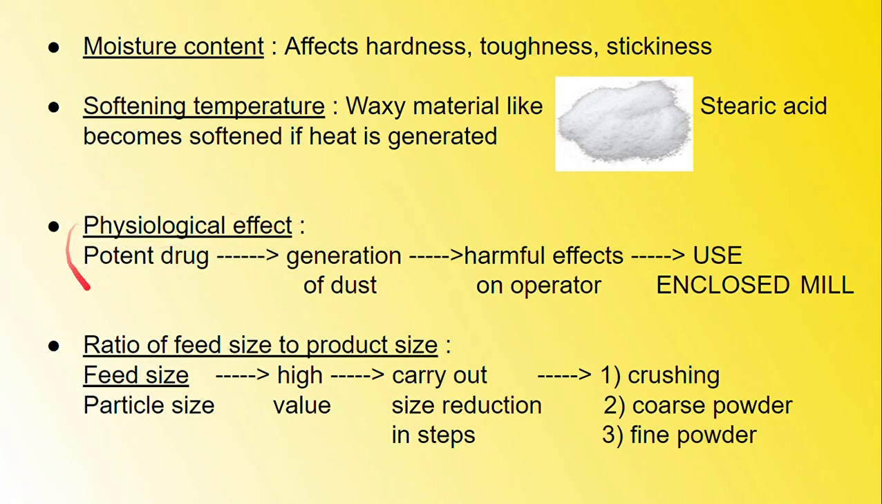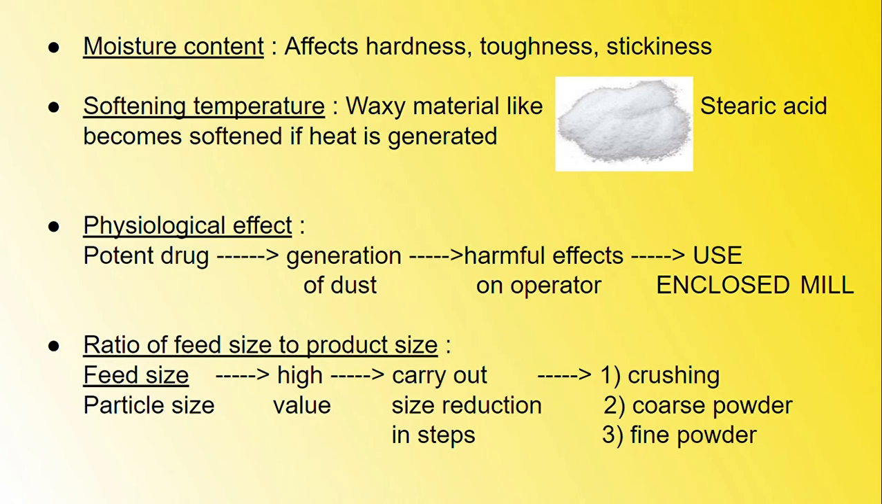Another characteristic of the material is known as the physiological effect. For example, certain drug materials are potent in nature. Potent means they are effective in very low concentration. So when we go for size reduction of such a material, it will lead to the generation of dust, and because of the generation of dust, the operators handling the size reduction equipment will suffer harmful effects. So under these conditions, try to use an enclosed mill to prevent harmful effects to the operators as well as the environment.